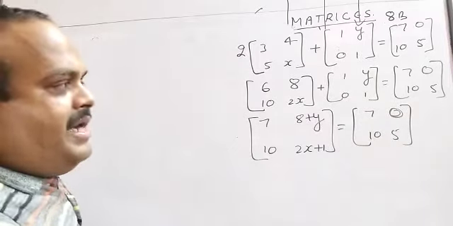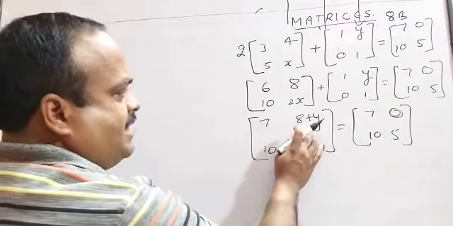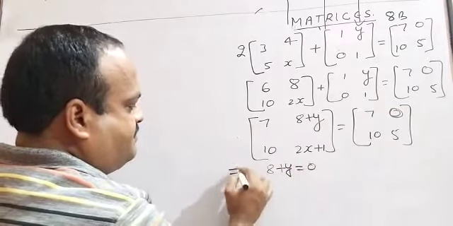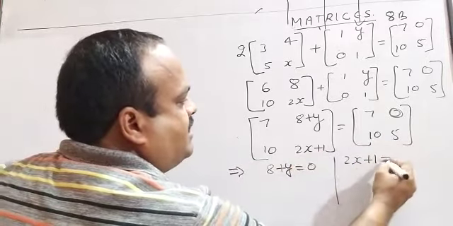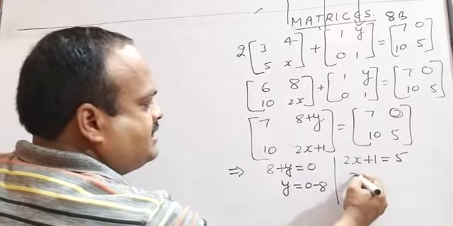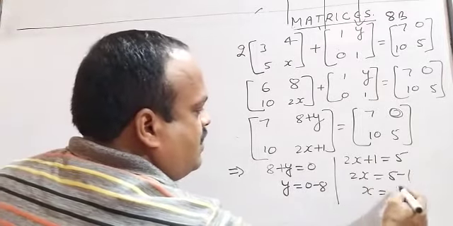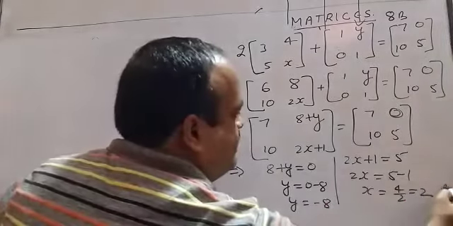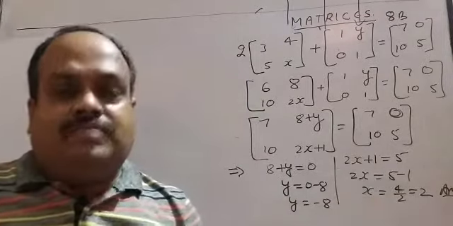So we will compare the elements which will give the values of x and y. 8 plus y should be compared with 0. 8 plus y is equal to 0. And second, this one should be compared with 5. 2x plus 1 is equal to 5. So this gives us y is equal to 0 minus 8, and this gives us 2x is equal to 5 minus 1. Therefore, x is equal to 4 by 2, 2, and y is equal to minus 8. Answer: the value of x is 2 and the value of y is minus 8.